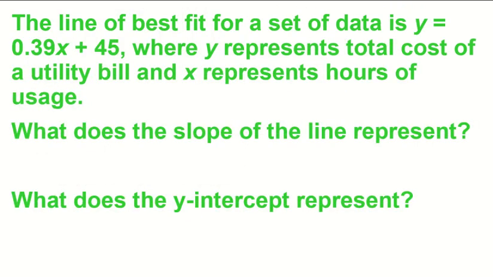All right, so let's look at this. One of the things you also have with your test is they'll give you an equation for a line. So we got y equals 0.39x plus 45, where y represents the total cost of a utility bill and x represents the hours of usage. And then it can ask you about either the slope or the y-intercept, okay? So this first one, we're asking about the slope. In my equation here, what number is my slope? 0.39.